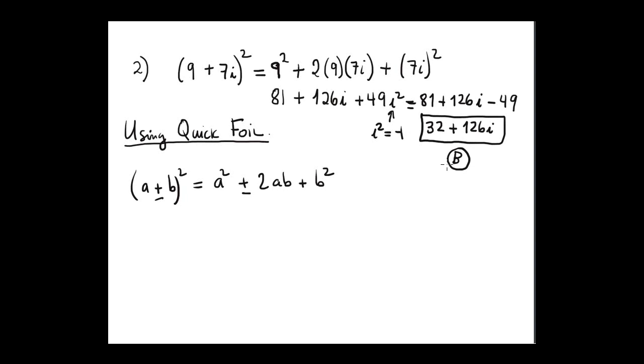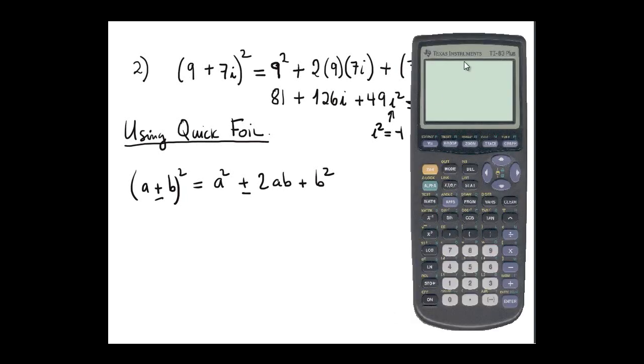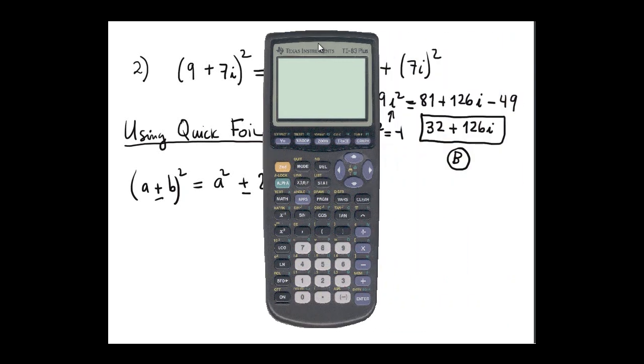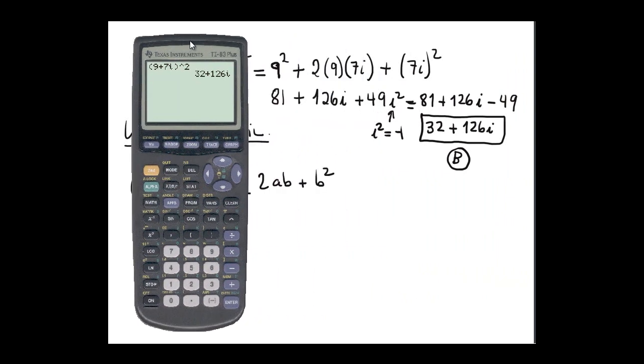Okay, let's see the same idea using the calculator. In the calculator, we have parentheses 9 plus 7i, squared. And this is the answer, directly. 32 plus 126i. That's it.